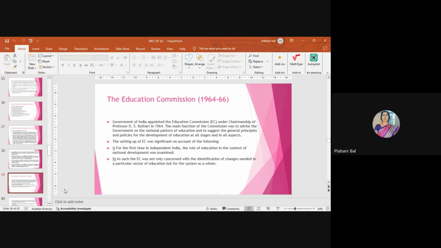Then it has emphasized a new social order. A system of education based upon scientific, technological, and cultural bases can contribute much towards the creation of a new social order, and through that we can meet our constitutional goals of individual freedom, equality, and social justice. And social, moral, and spiritual values must be inculcated among the learners, so that the national system of education, or national objective of education, can be achieved. So these were some of the recommendations regarding education in the 64-66 commission.